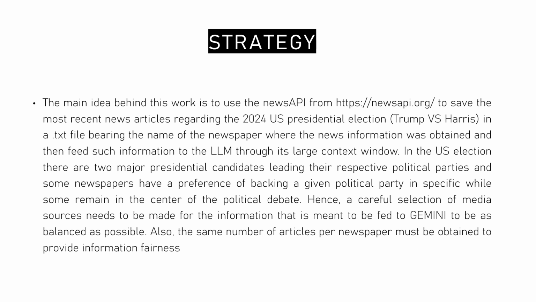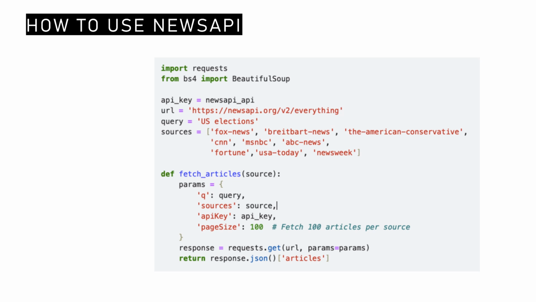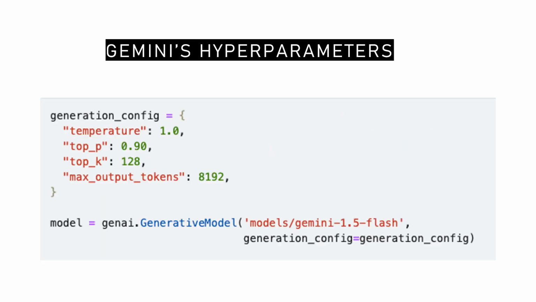Now, how to use the News API? One major drawback of the News API is that it only gives partial content of the full news. In order to get the rest of the body of the news, we're going to use the library Beautiful Soup. If you have more questions, you can also take a look at the full code that you can find in the Kaggle notebook in the link in the description.